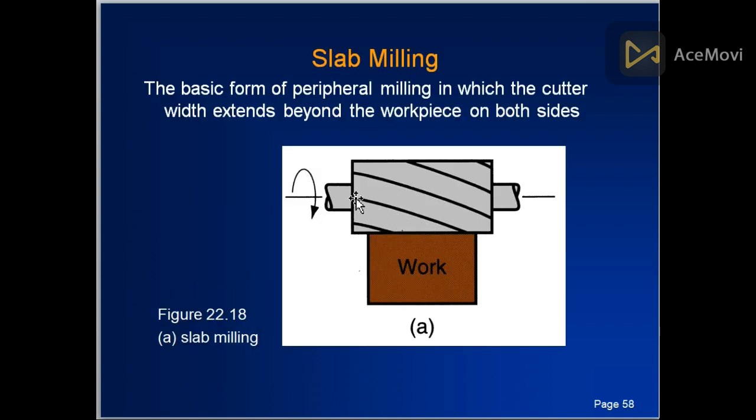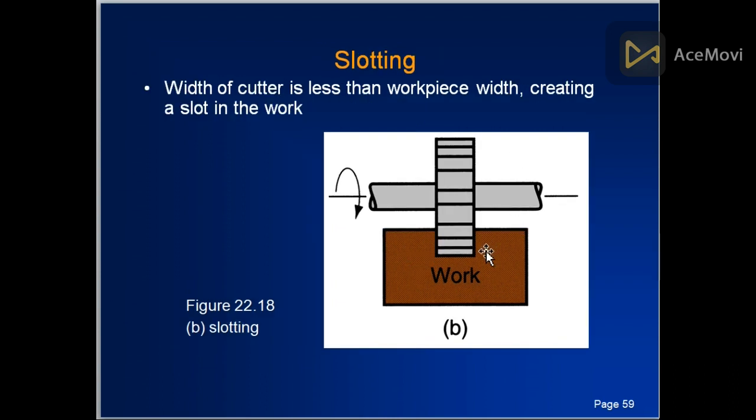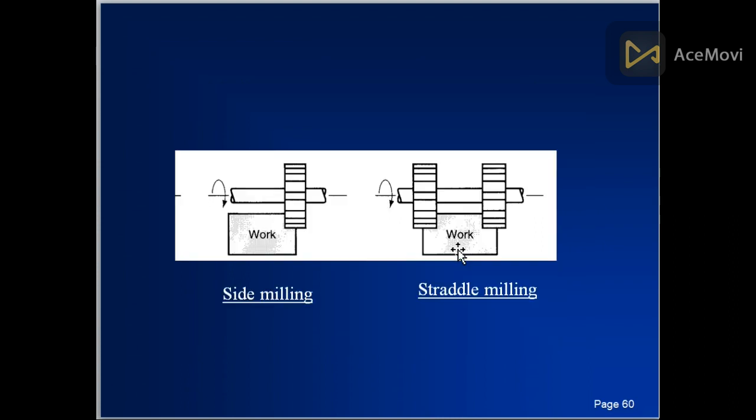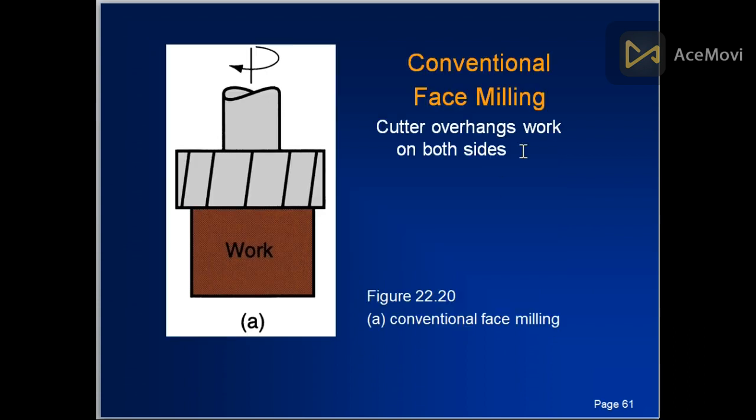This is slab milling, in which the cutter is sometimes a little bit greater than the work part, like these edges are outside the work part. This is known as slab milling. Slotting: in this the cutter is small but the work is large, and it is making a slot in the work part. This is side milling. This is straddle milling, in which two cutters are working at the same time.